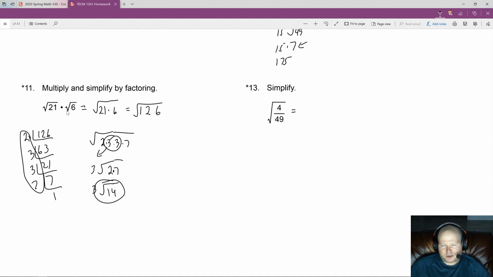Over here, we have the square root of, and the entire fraction is underneath, 4 over 49. Well, that's really the equivalent of the square root of 4 over the square root of 49. And that gives me a 2 over a 7.